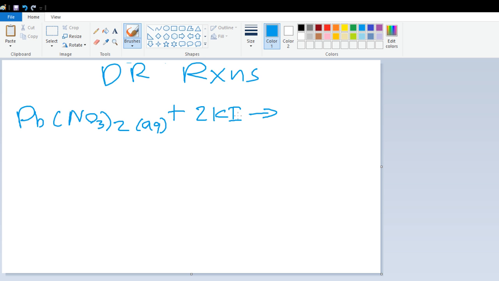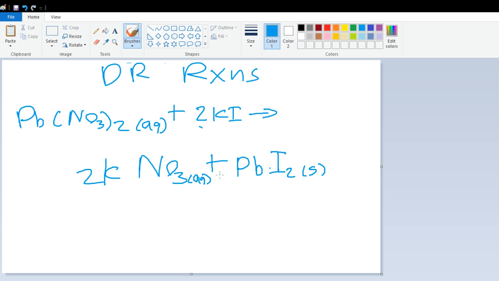And all we're going to do is take the positive part of the compound, or the, I believe it's an anion, don't take my word on this, but it's basically whatever is at the front of the compound. And we're going to switch them. Just switch their positions entirely. So then we'll have potassium nitrate. Make sure you balance. And lead iodide.